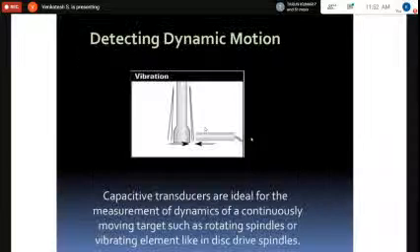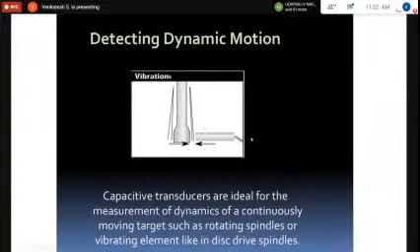Okay. Detecting dynamic motion. This is another application. How to sense the vibration. Now, we saw audio vibration being transduced into electrical alternating current information. Now, how can this capacitance transducer detect vibration, its frequency, and the magnitude of vibration? Capacitive transducers are ideal for the measurement of dynamics of a continuously moving target, such as rotating spindles or vibrating elements, like in disk drive spindles.